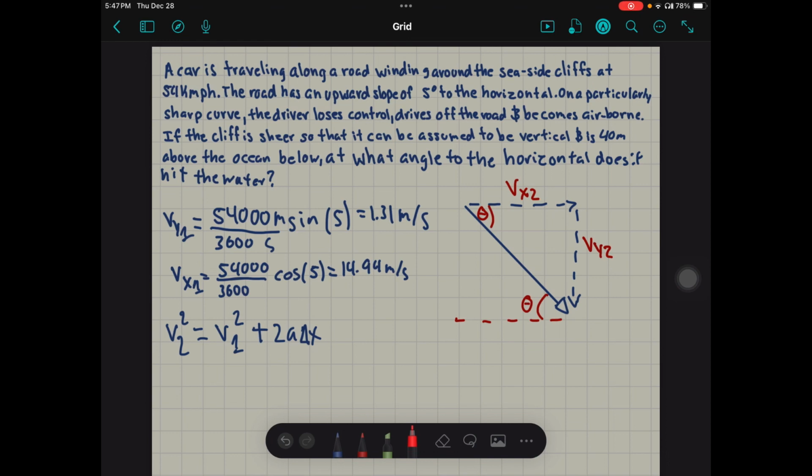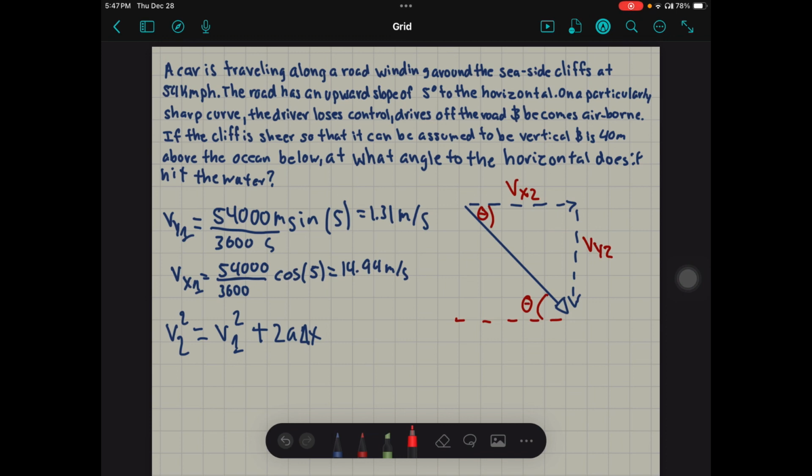Okay, so the first thing we've got to do is convert this 54 kilometers per hour into units of meters over seconds. We know that kilo is 1,000, so we can add three zeros behind the 54. Now we have meters over hours, and we know that 1 hour equals 3,600 seconds. So when we divide that, we get units of meters over seconds. Okay, so now we've converted it.